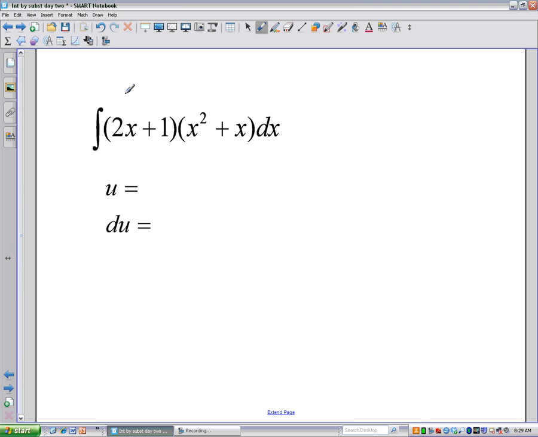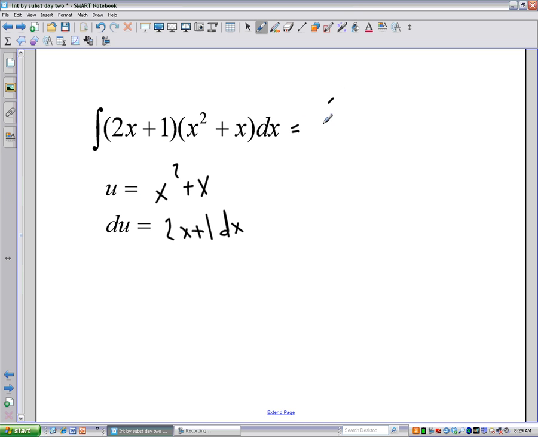So the question is, which one do you want u to be? Because they both look sort of conspicuously alike. But if you're looking ahead, you can go, oh look, this is the derivative of this. So let's make u equal to x squared plus x, and then du is going to be 2x plus 1 dx. When we rewrite that, we didn't need to do any other things to it.